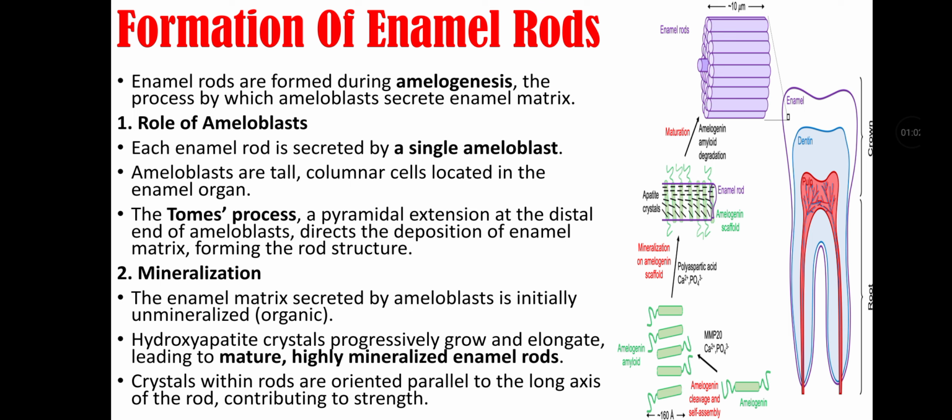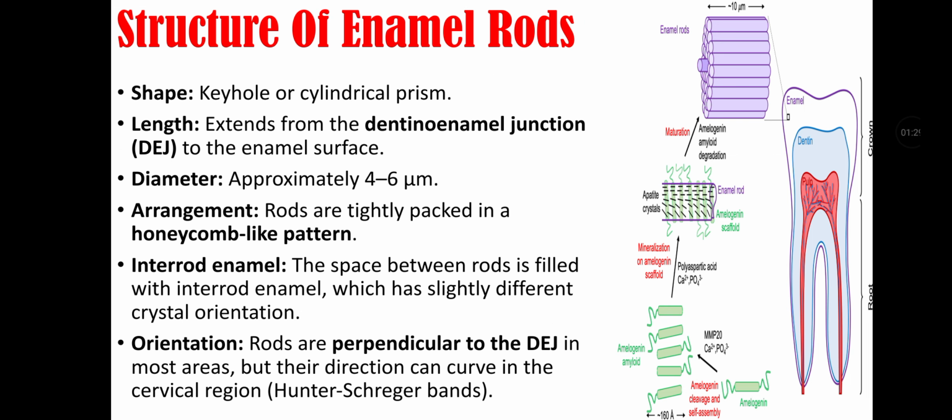Ameloblasts are tall columnar cells located in the enamel organ. The Tomes process, a pyramidal extension at the distal end of the ameloblast, directs the deposition of enamel matrix, forming the rod structure. Mineralization. Enamel matrix secreted by ameloblasts is initially unmineralized. Hydroxyapatite crystals progressively grow and elongate, leading to mature, highly mineralized enamel rods. Crystals within the rods are oriented parallel to the long axis of the rod, contributing to its strength.